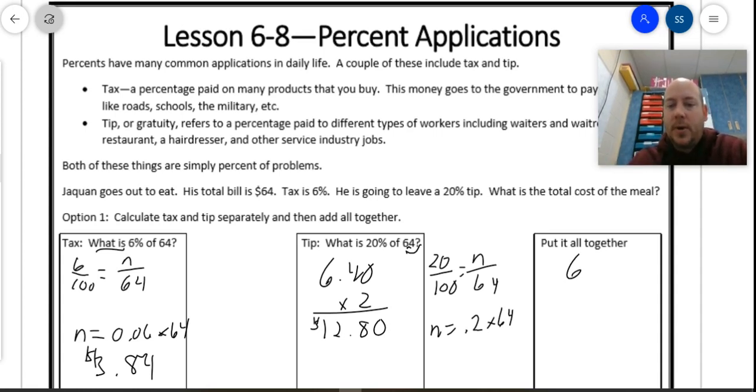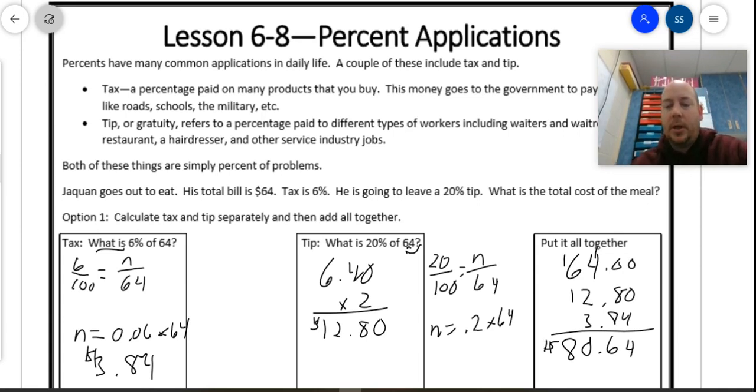And I put it all together. So $64 for the food, $12.80 for the tip, and $3.84 for the tax. So I could add all that up, and that would come out to be $80.64, right? So I could calculate them all separately, put it all together at the end.